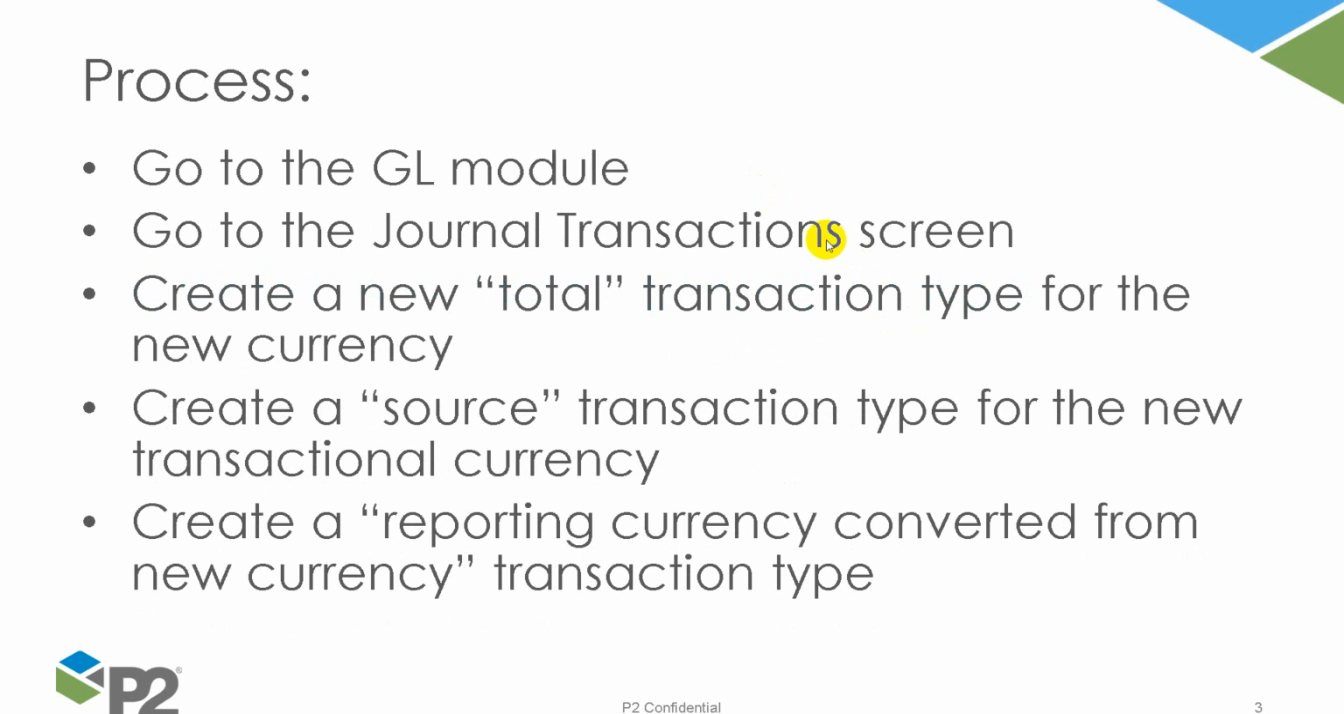So if we look at the process, we have to go to the GL module, go to the journal transaction screen. We will create a new total transaction type for the new currency. We will create a source transaction type for the new currency, and then a reporting currency converted from the new transactional currency transaction type. So if the reporting currency is US dollars, we would create US dollars converted from GBP in our example. So let's take a look at that in the application.